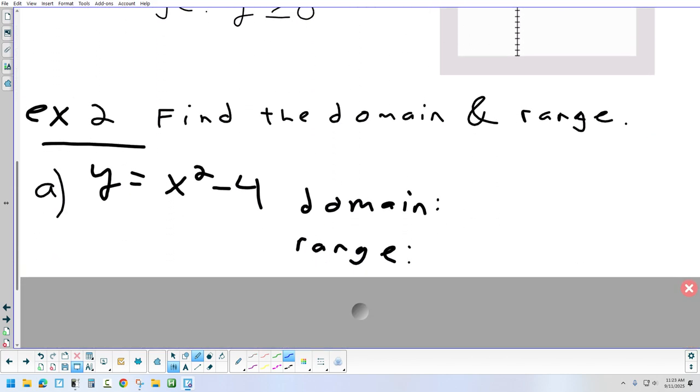Okay, let's look at this one. x squared minus 4. Does that formula have one of the two things in it that I said you need to be careful about when you're finding domain?